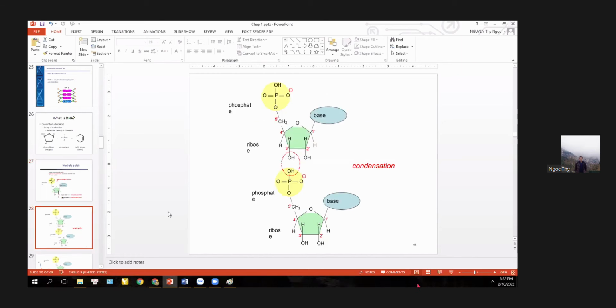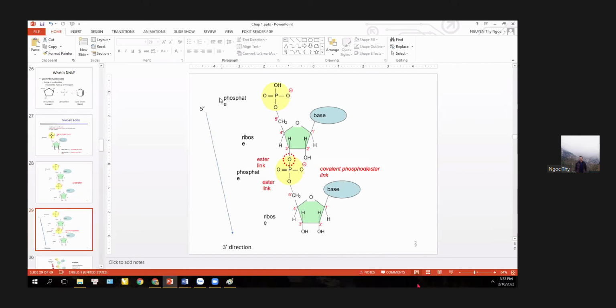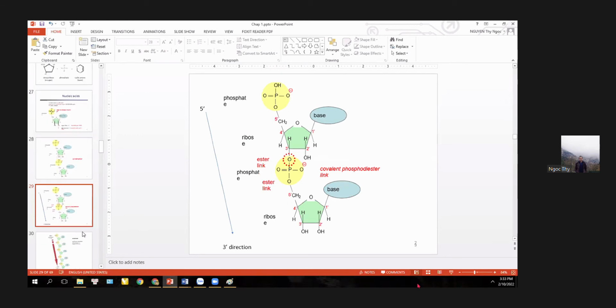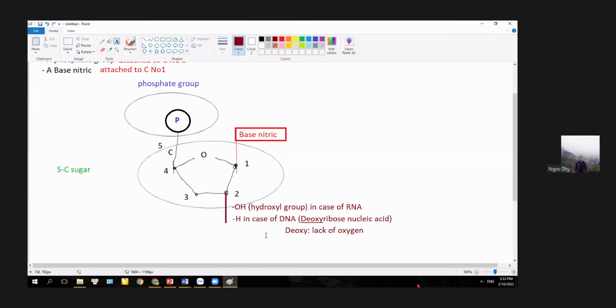One nucleotide combines with another nucleotide to form a dimer through the phosphodiester link, which is also a covalent link. It forms between the hydroxyl group of carbon number 3 of the first nucleotide and the phosphate group of the carbon number 5 of the next nucleotide. That's why the direction from the top to the bottom is the 5' to 3' direction, because the carbon number 5 comes first and carbon number 3 comes later.